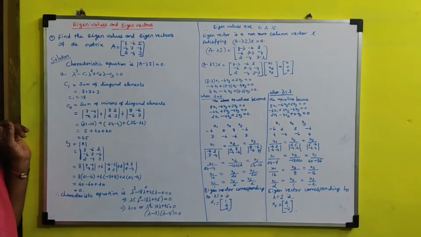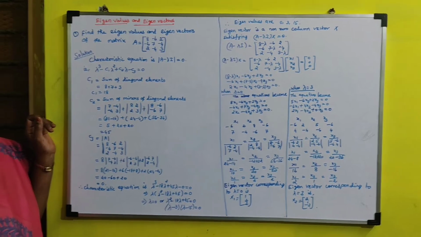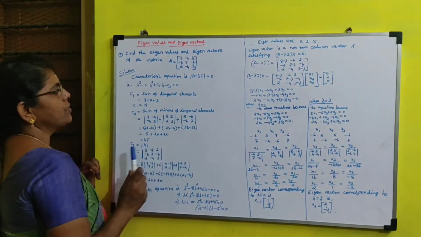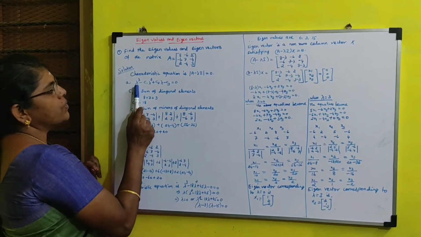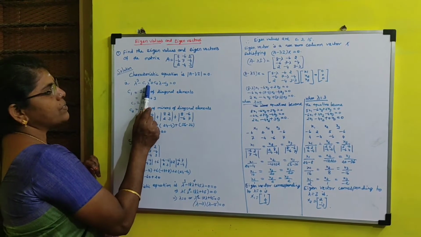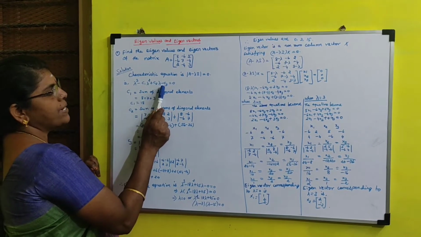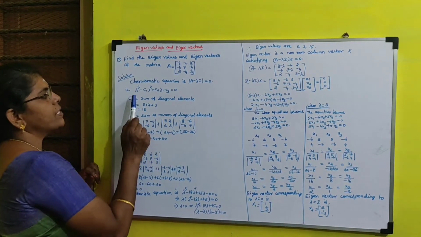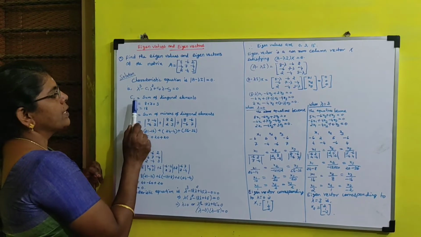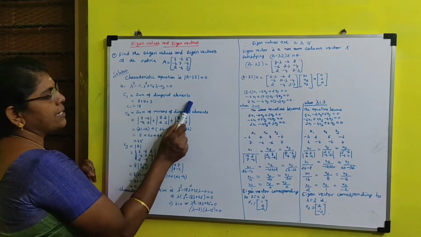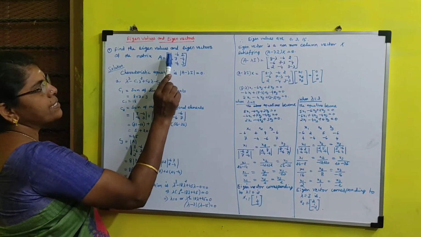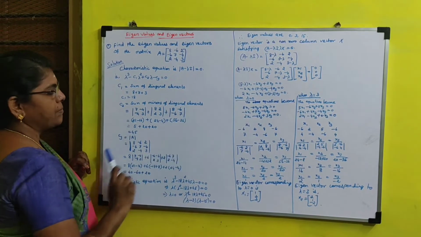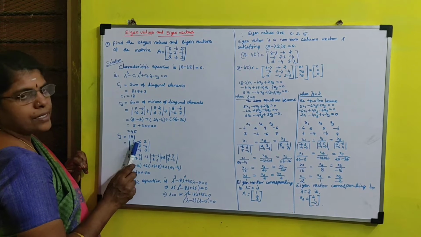First we have to find the characteristic equation. The characteristic equation is determinant of A minus lambda I equal to 0. That is lambda cube minus C1 lambda square plus C2 lambda minus C3 equal to 0. If the given matrix is a 3 by 3 matrix, we have to start with lambda cube. Here C1 equal to the sum of diagonal elements. Diagonal elements means 8, 7, 3. C2 is the sum of minors of diagonal elements. And C3 is determinant of A.